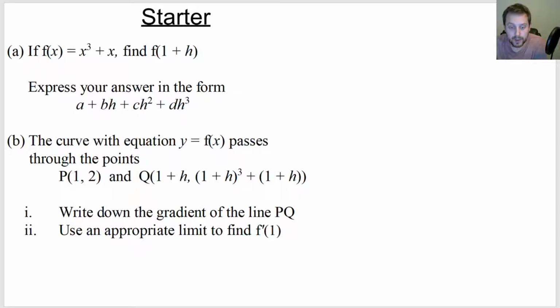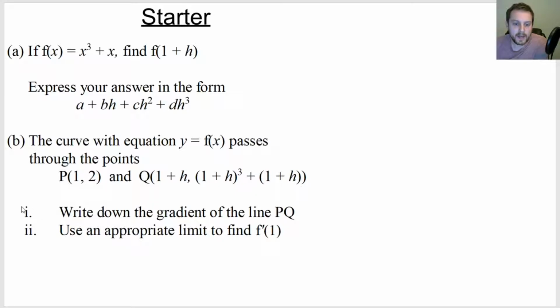And it passes through, well, it tells you what one of the points is, 1, 2. So if you put 1 in here, you'll see that the output is indeed 2, so good, that works. And it also tells you what happens when you put in 1 plus h. Okay, you get 1 plus h cubed plus, and then obviously 1 plus h. And actually, this thing has been written like this only so it doesn't give away the answer to part A, right? If you expand all of this out, this would be the answer to part A, right?